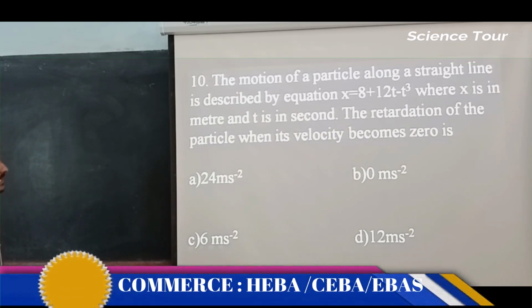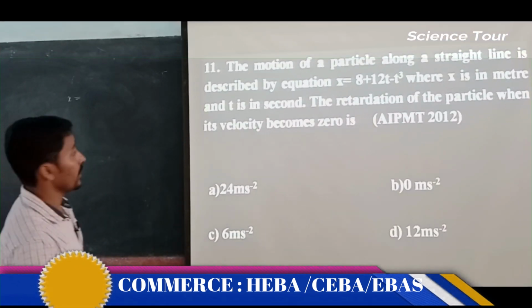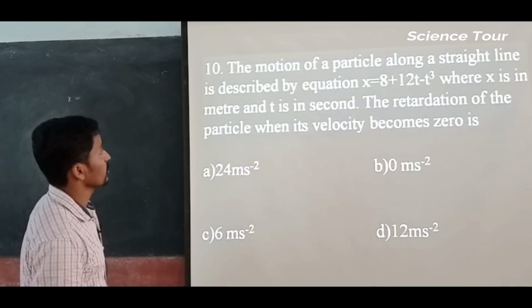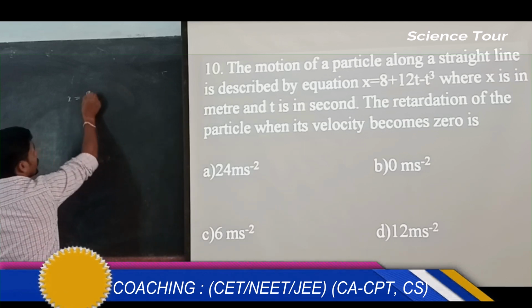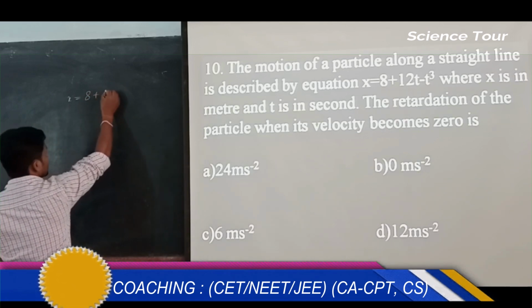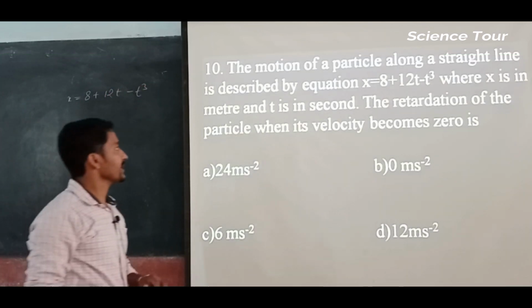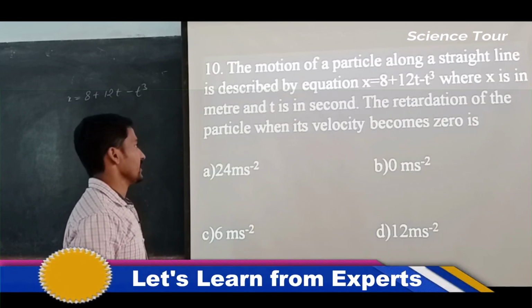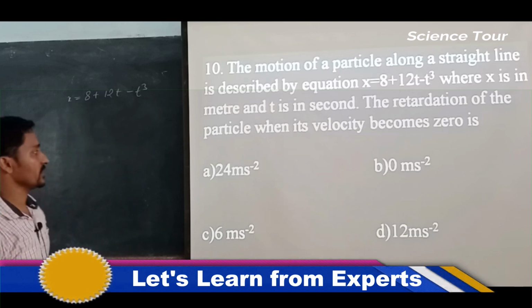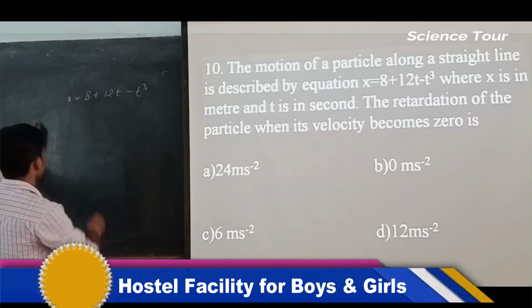The motion of a particle along a straight line is described by the equation x is equal to 8 plus 12t minus t cube, where x is in meters and t is in seconds. The retardation of the particle when its velocity becomes 0 is? You have to find the retardation. How to find it? Velocity becomes 0, so for that you have to find the velocity.